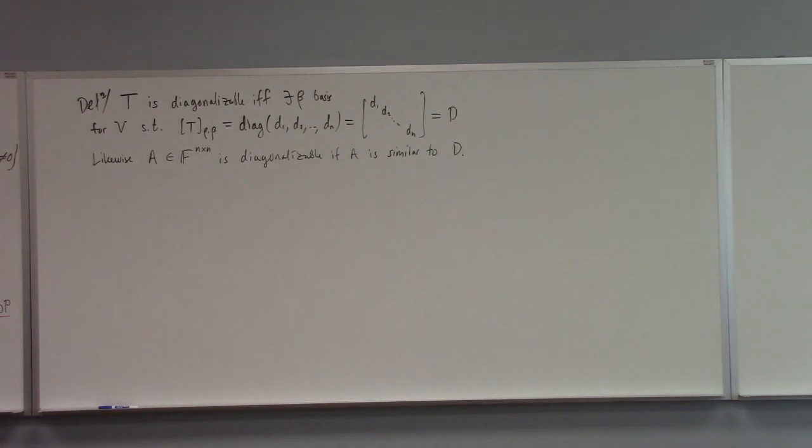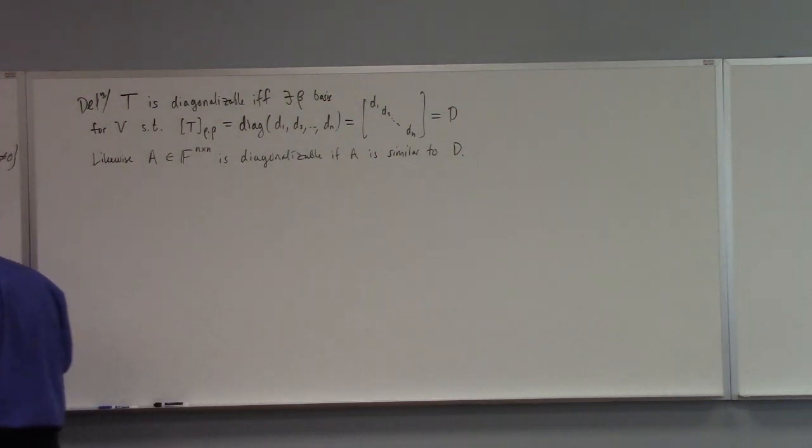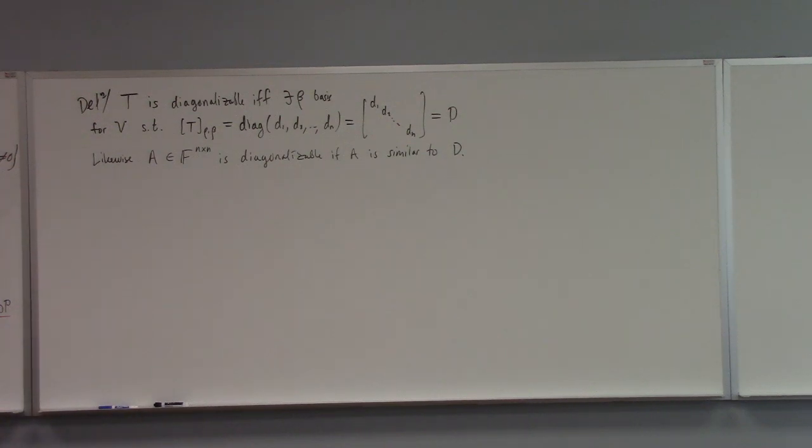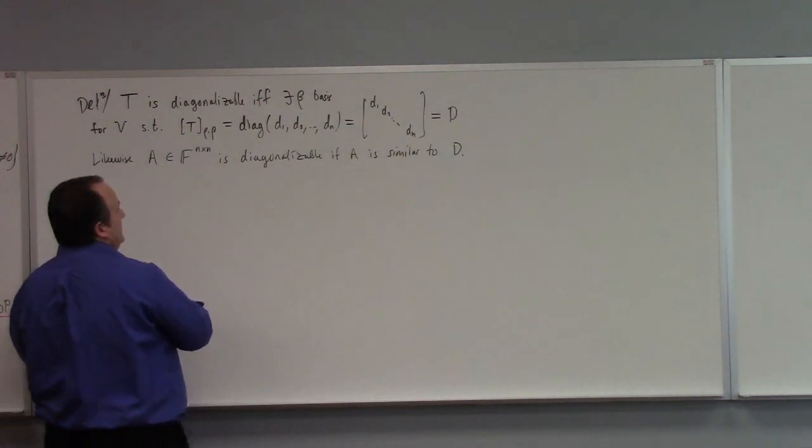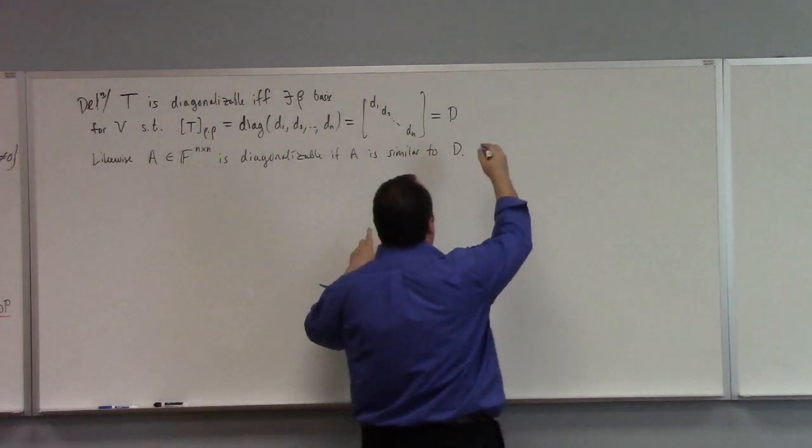Now, let me just get straight to the point. As soon as you're looking at a diagonal matrix, you really should start to think about eigenvectors if you look at what's going on, right? Because what does this mean? This means what?